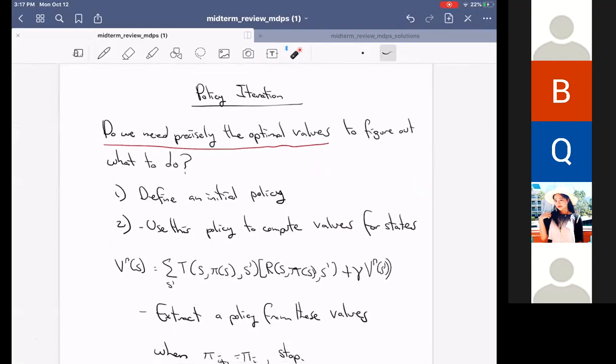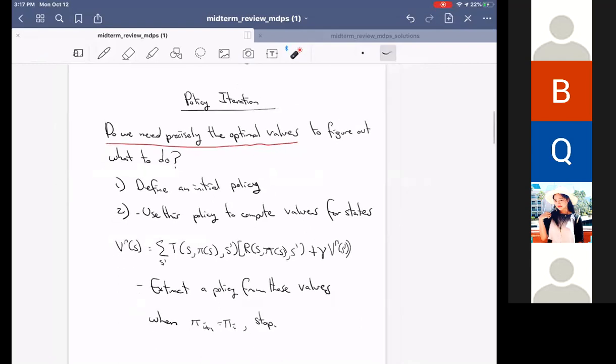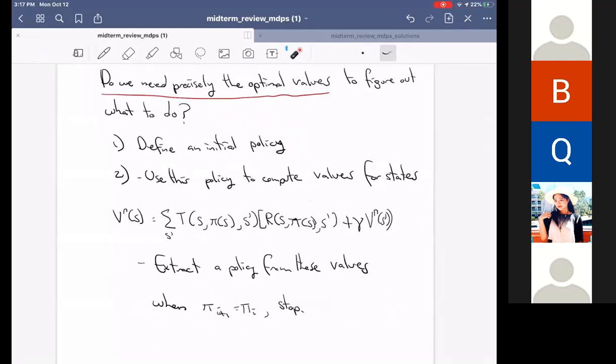So we can use this tangent and apply it to this strategy called policy iteration. The question that we're asking here is, do we need precisely the optimal values to figure out what to do? Or can we do with values that are pretty good? You might have noticed in lecture, in the grid world example, you knew what the optimal policy was much before the values converged. Even after many iterations, the values were changing by very little, and so value iteration hadn't converged. So we say, okay, let me just try to learn the policy directly.